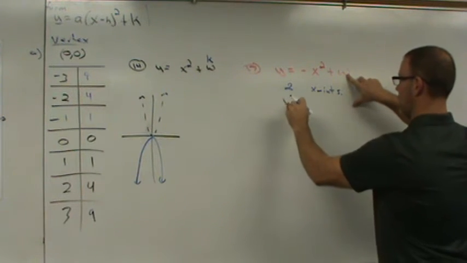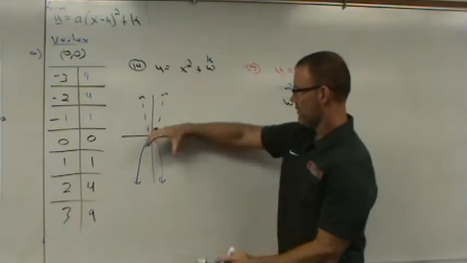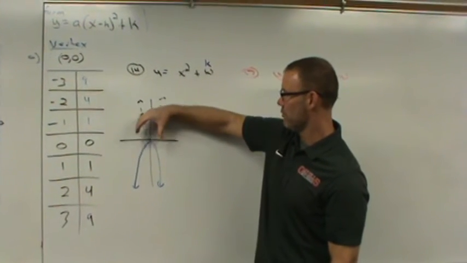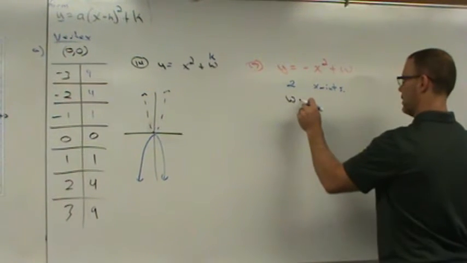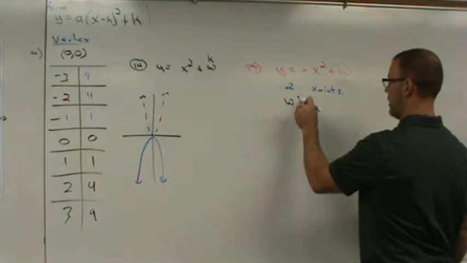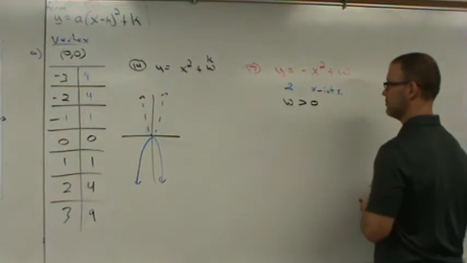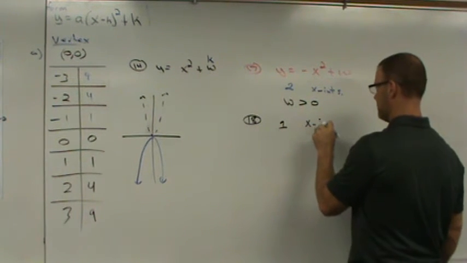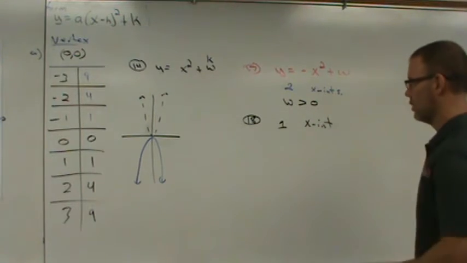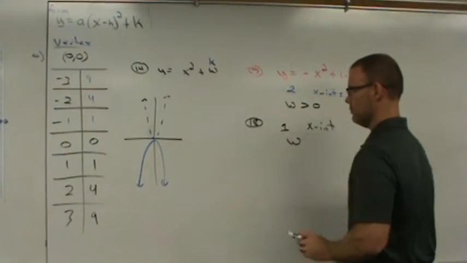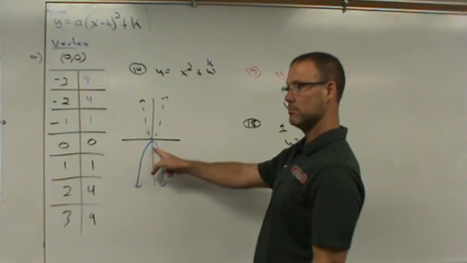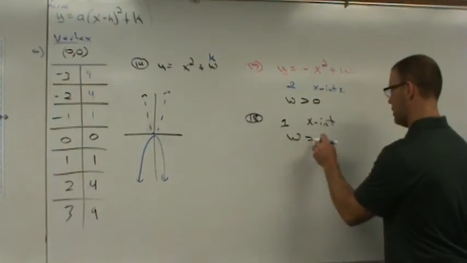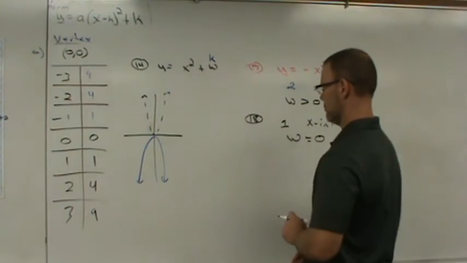What does w have to do? Well, for this to give me 2 x-intercepts, w is k, remember, it has to move up. So w has to be a value greater than 0. 18, I want 1 x-intercept. What does w have to be? Does it have 1? Because if it moves up, it's going to have 2. If it moves down, it'll have 0. So w equals 0.